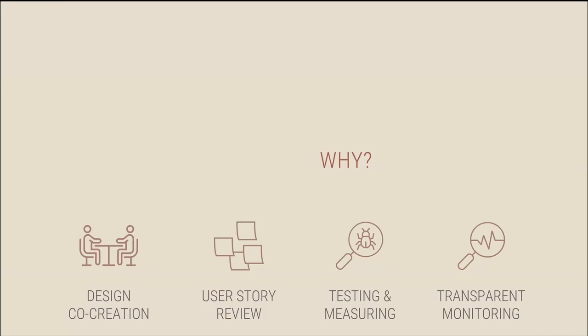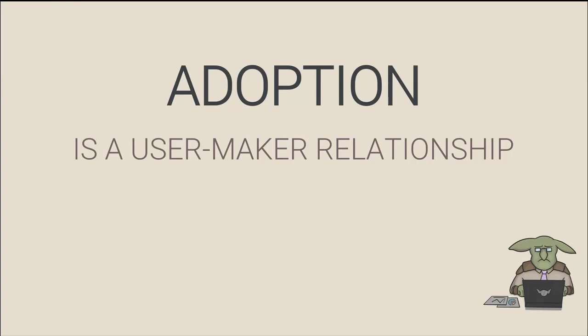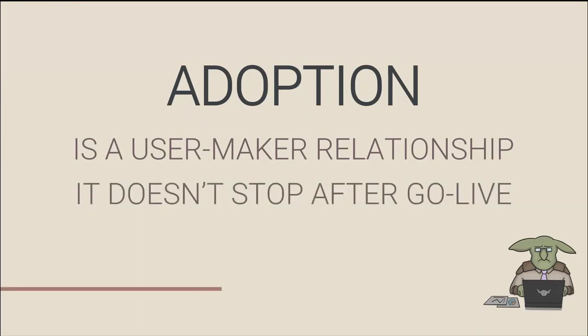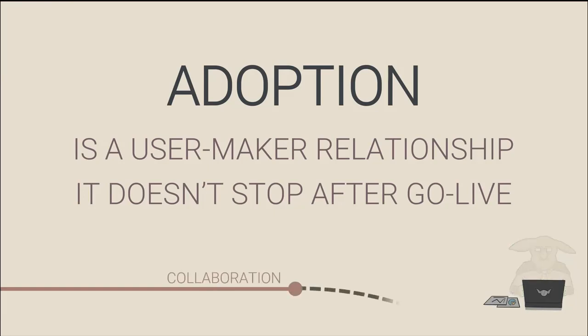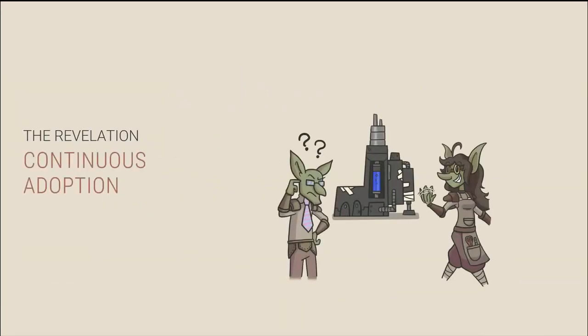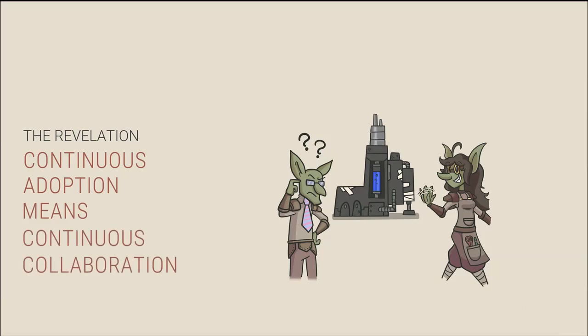And after some hard discussions and some self-actualization, they realize that adoption is a user-maker relationship, and relationships take work. It doesn't stop after go live, because if we stop that collaboration, it will take a hit on our usage. They have a revelation that continuous adoption means continuous collaboration, and that in fact, the moment they got that green light to focus on other things, that's exactly what they did. And there was no more support or discussion about this report. They just let it go on its own.